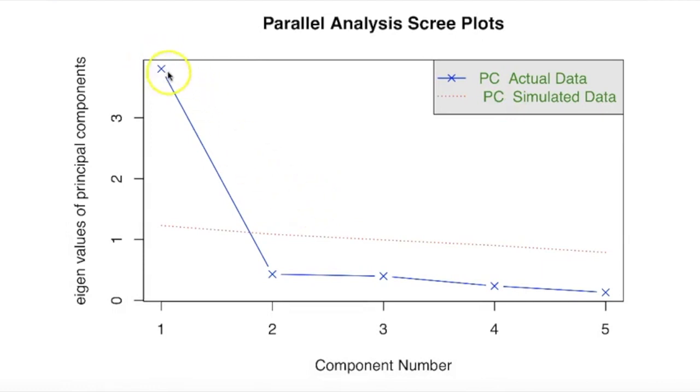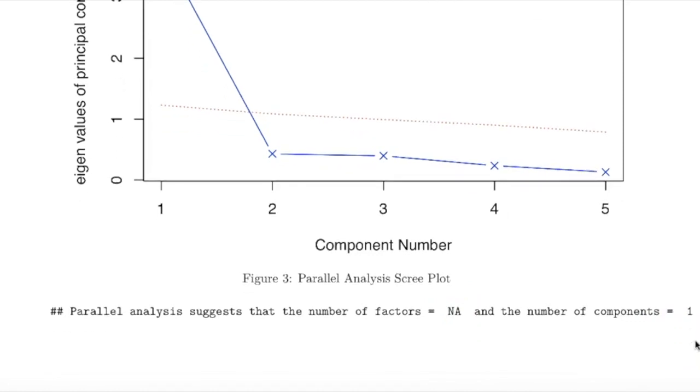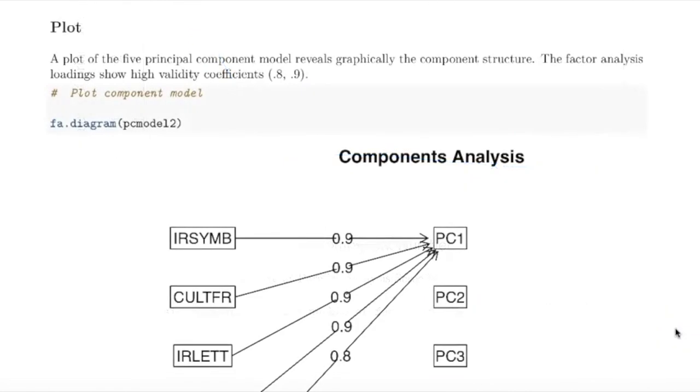For the actual data, it's suggesting one component. And you can see the simulated data doesn't have the deep bend of the elbow, but it does come with an output that tells you the number of suggested components is 1. I freaked out when I saw the NA here, and then I realized, well, I'm looking for components, not factors. Don't be like me. If we were doing EFA, then this one would have the number, and then this one would say NA.